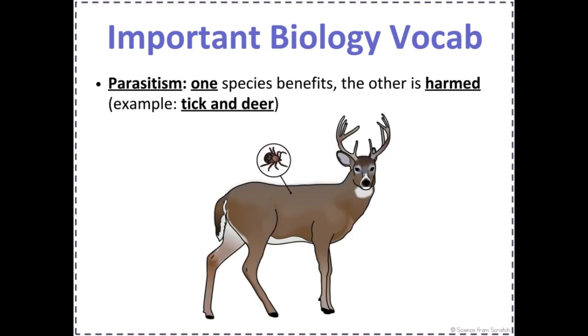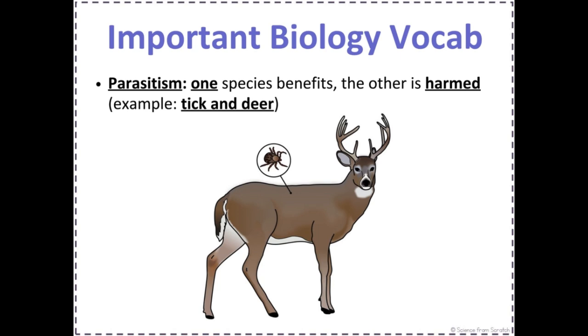And then lastly, parasitism. So you guys have heard of parasites. This is where one species benefits and the other one is harmed. So a tick and a deer. Okay, ticks are blood-sucking parasites that attach themselves into the skin of mammals. We can get ticks as well. Okay, and they feed on the infected organism's blood.